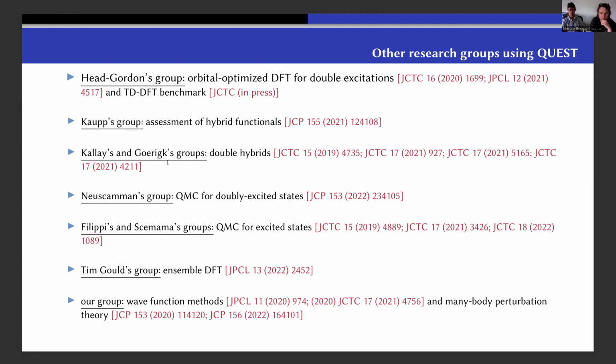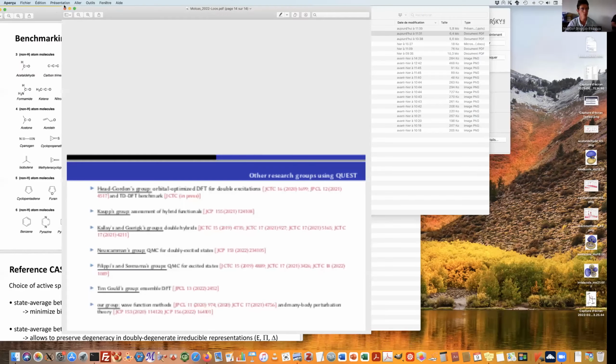And our group as well is using that a lot for wave function methods to benchmark them, and many-body perturbation theory. So here are a few examples. And Martial is going to take over now to talk about using that database to benchmark CASPT2, CASPT3, and so on. Thank you. Okay, thank you.